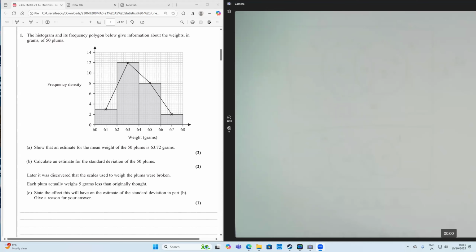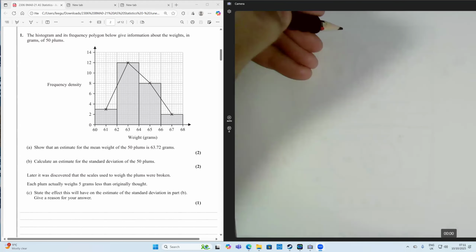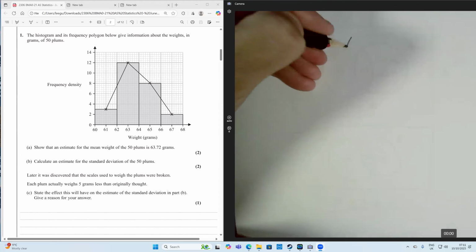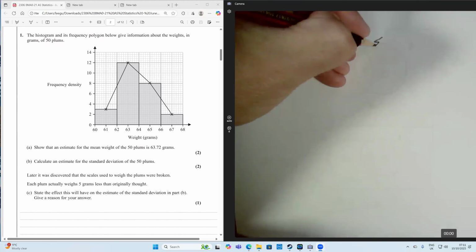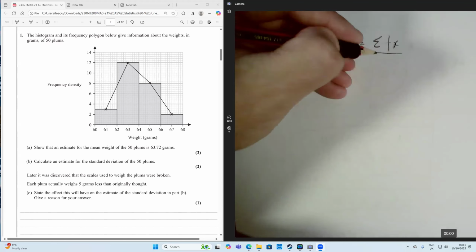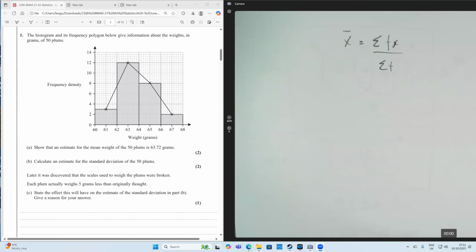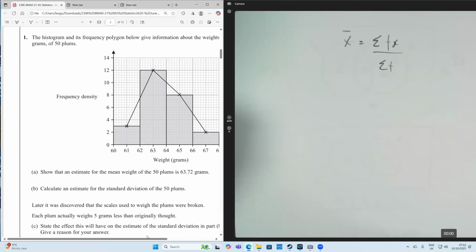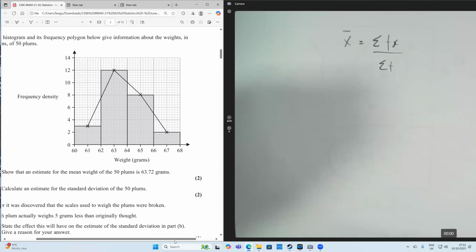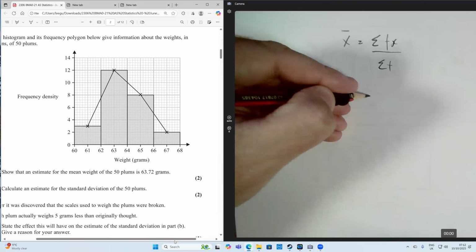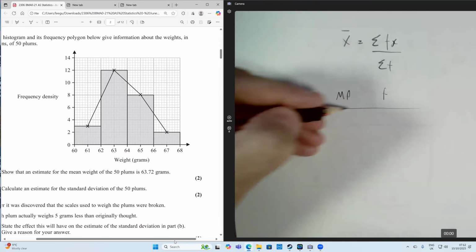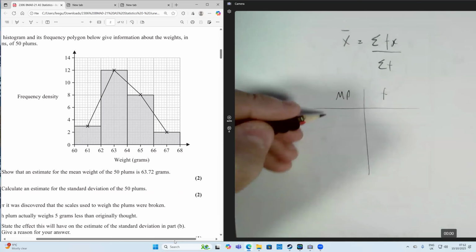Now we've got to find an estimate for the mean. So let's have a look. First of all, we may remember that the mean x bar is equal to sigma fx over sigma f. So that's our formula for calculating the mean. So we could do with knowing the frequency and we could do with knowing the midpoints. So we're going to need to calculate all of those. So let's make this a little bit bigger so we can see clearly for our calculations. So let's have a table. We're going to have MP for midpoint and F for frequency. So our first midpoint is 61.